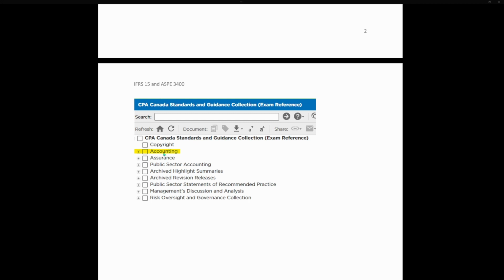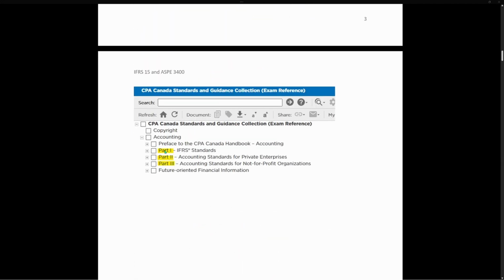When you click on the accounting section, you will see 3 parts. Part 1 is International Financial Reporting Standards, which we call IFRS. Part 2 is Accounting Standards for Private Entities, which we call ASPE. And the third part is Accounting Standards for Non-Profit Organizations. You may call it NPO or NFPO.